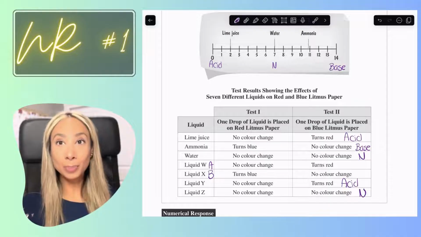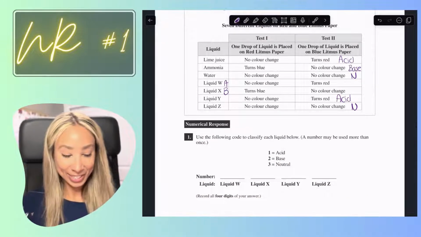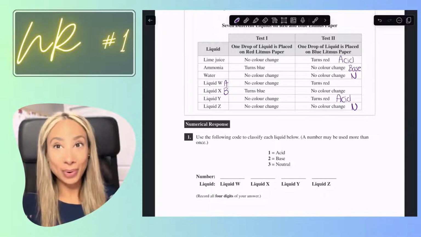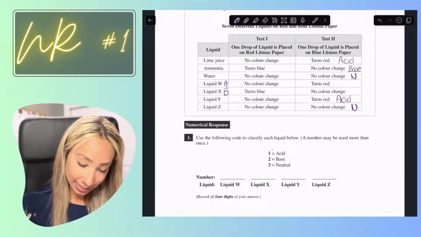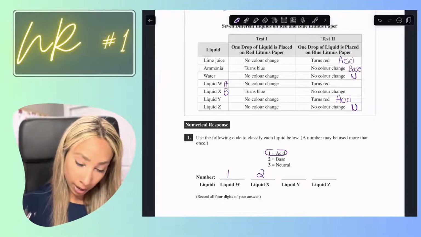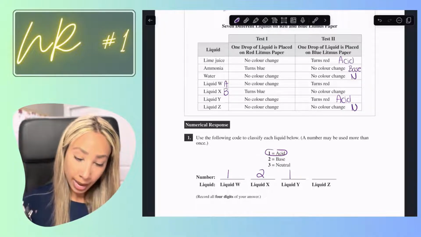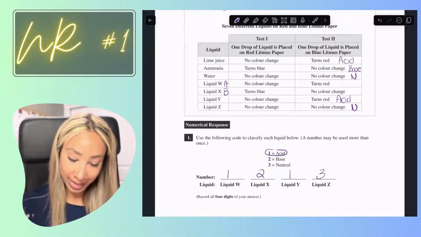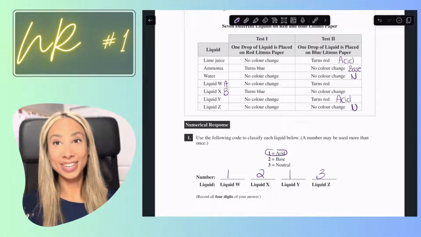So now let's put those in our numerical response bubble sheet or online, however you're doing it. So liquid W, we said, is an acid. So anytime we see an acid, we're going to pop a 1. Liquid X is a base, so we're going to put a 2. Liquid Y is an acid, so that means it's going to get a 1. And our last one is neutral, so it's going to get a 3. So our answer for this one is going to be 1, 2, 1, 3.